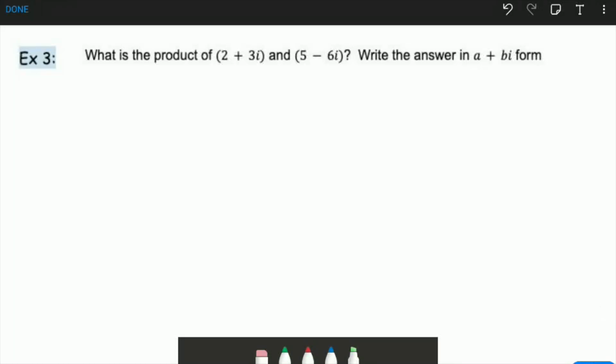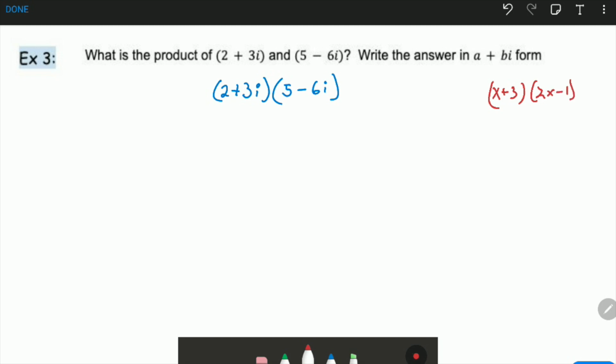So in this example, we're asked what is the product of 2 plus 3i and 5 minus 6i? And again, we're supposed to write the answer in a plus bi form. Well, product means multiplication. So to set it up, we're going to take 2 plus 3i. We're going to multiply by, and notice multiplication is implied, so we don't need to put any operation between the two sets of parentheses, the complex number 5 minus 6i. Now, multiplication will behave very similarly to x plus 3 times 2x minus 1, but there is a little bit of a difference as you go through it.